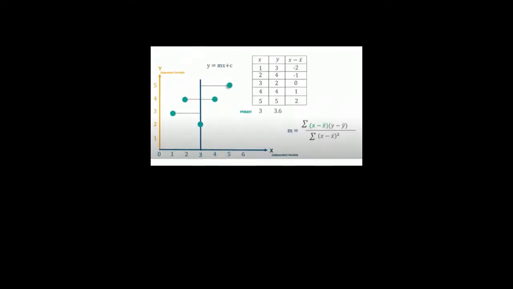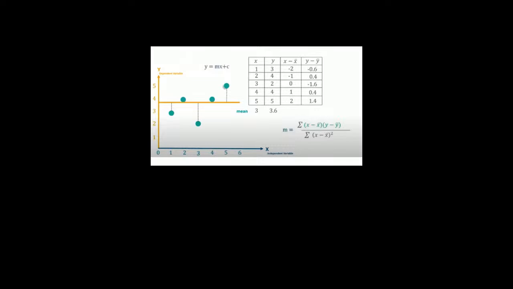So we have x and y. First, I'll be calculating x minus x bar. So x bar is the mean of x values, and the mean of x values is 3. You can see there. Now from every x value, I'll be subtracting the mean value, which is 3. So 1 minus 3 is minus 2. Similarly, you get the whole column of values.